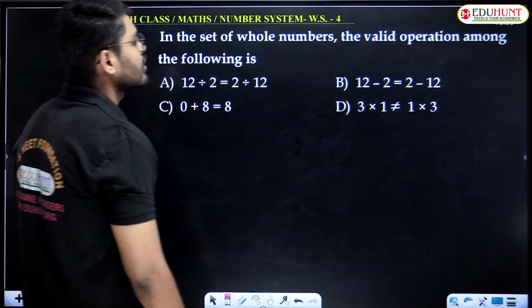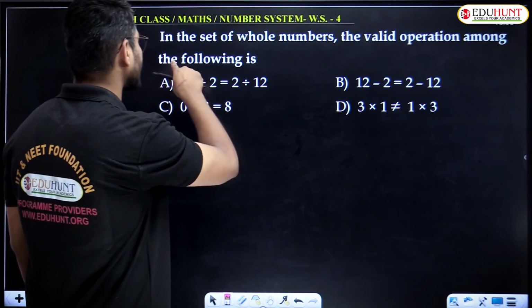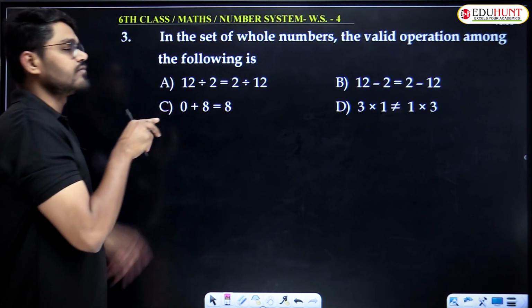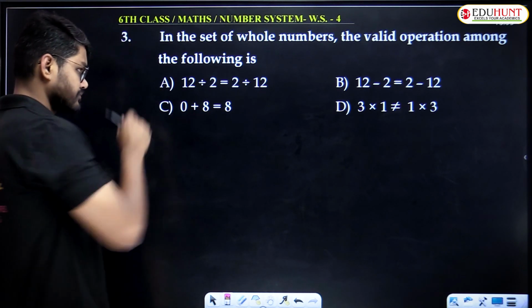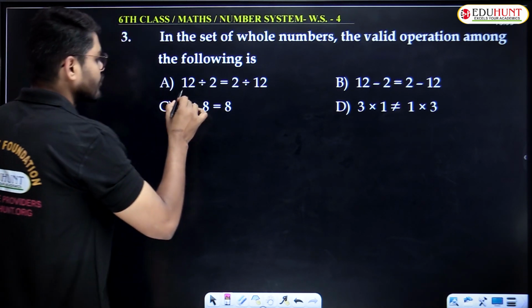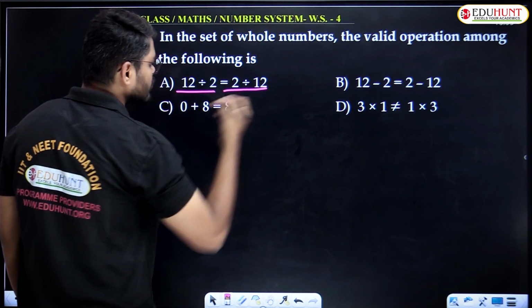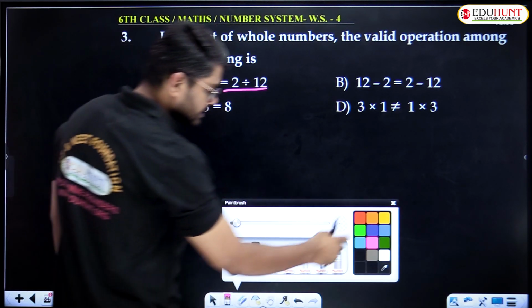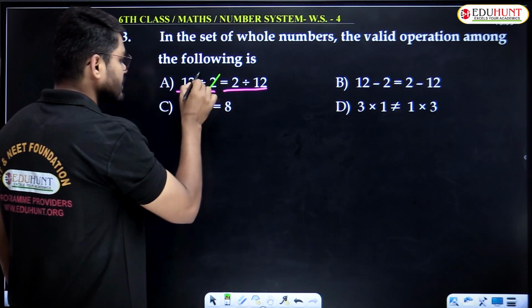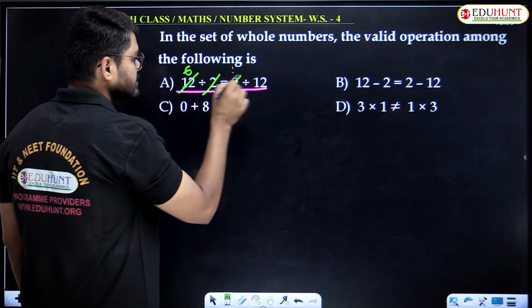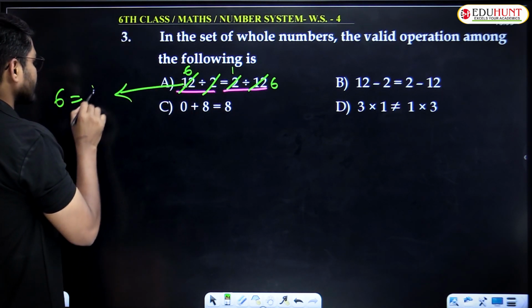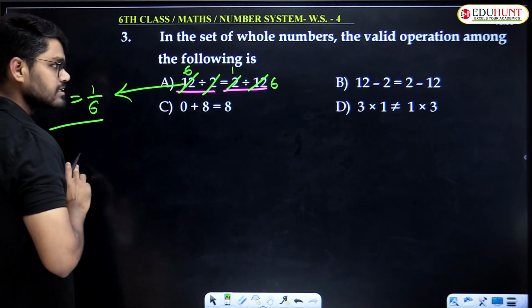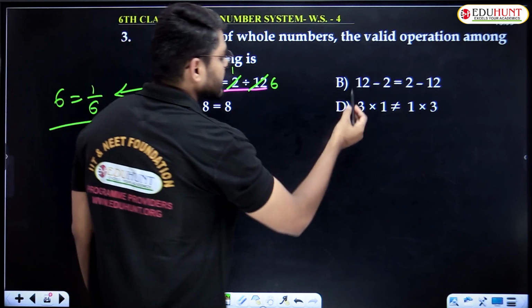In the set of whole numbers, the valid operation among the following is. In this question, we have to check each and every option. First, we check option A: 12 by 2 is equal to 2 by 12. Let's cancel the numbers. 12 by 2: 2 ones are 2, 2 sixes are 12. This is nothing but 6 is equal to 1 by 6. Is this true? No.